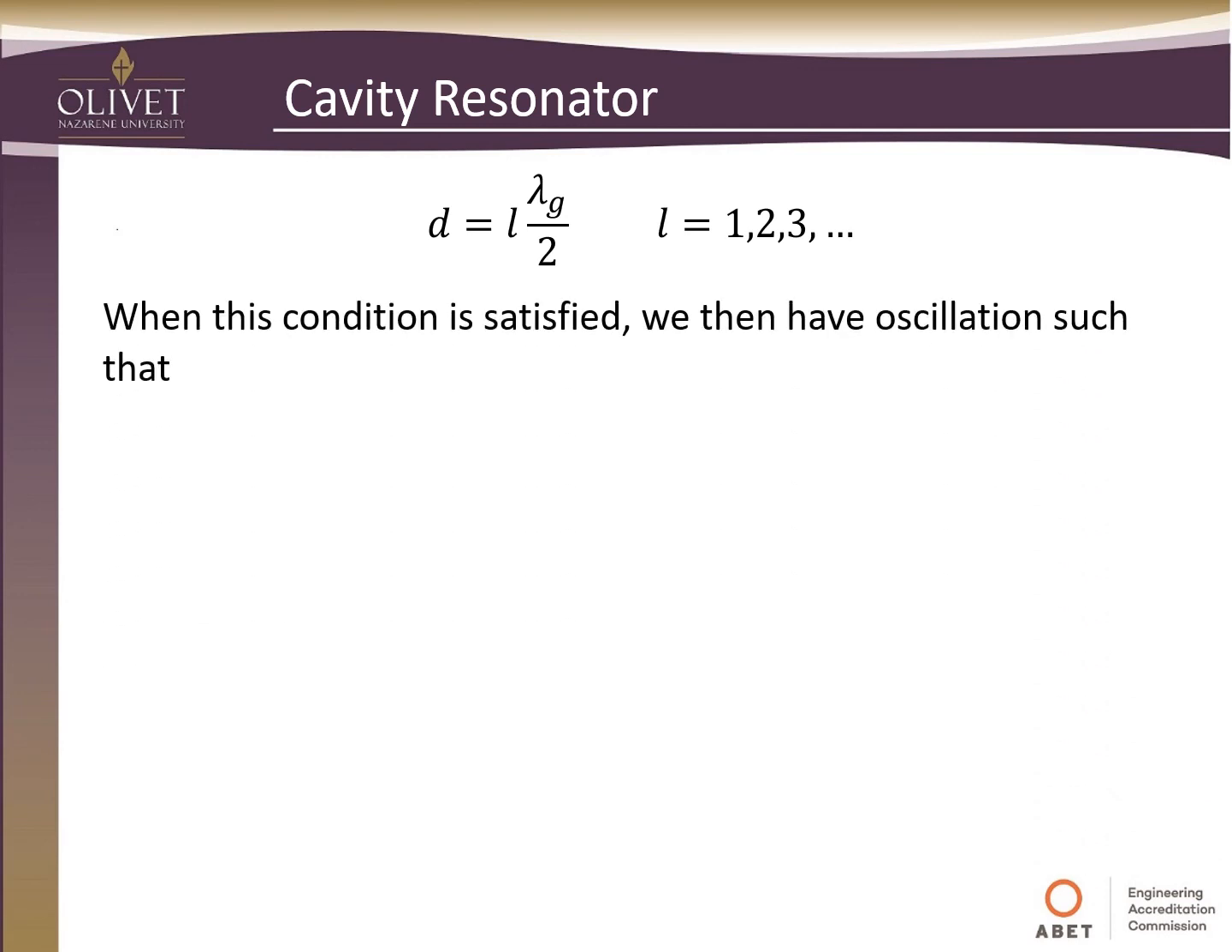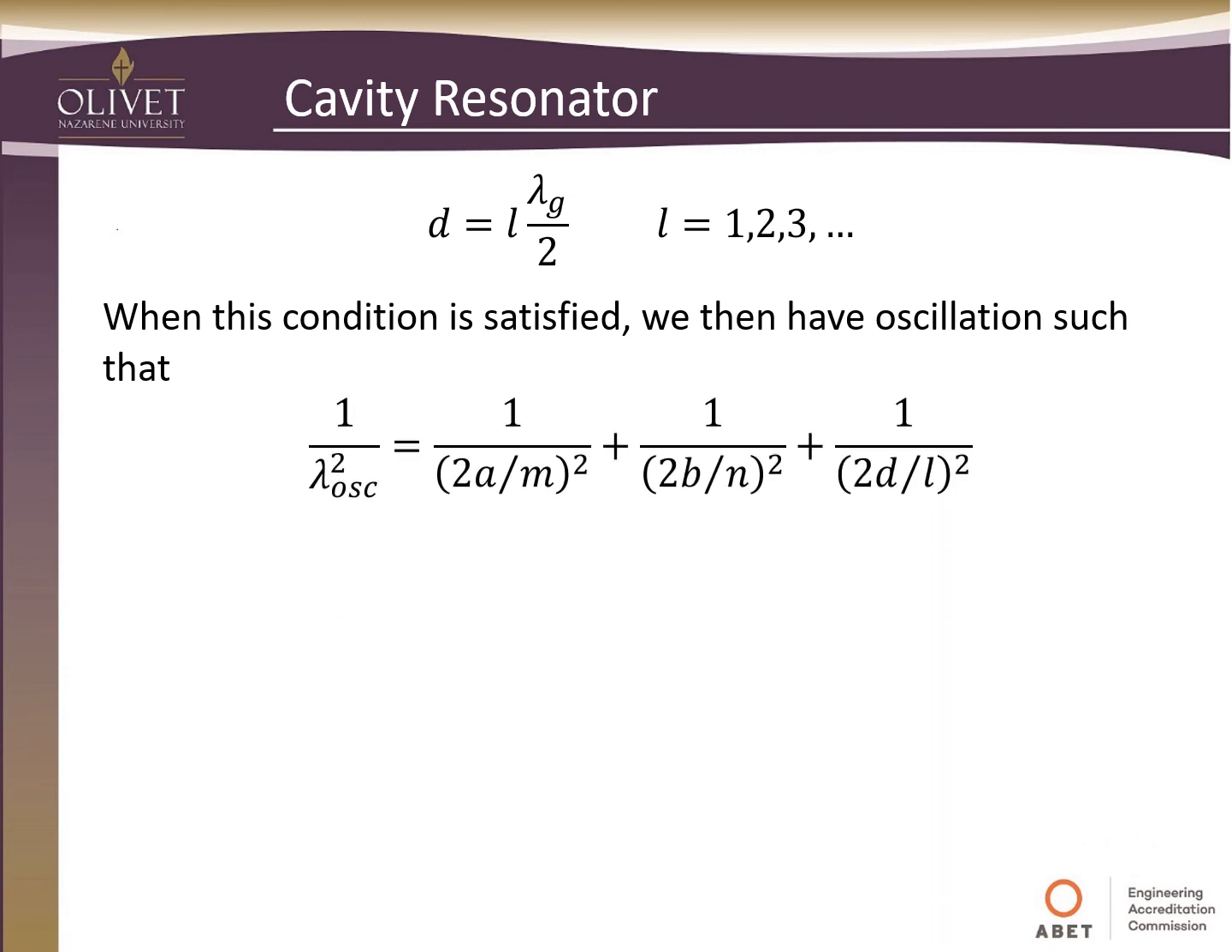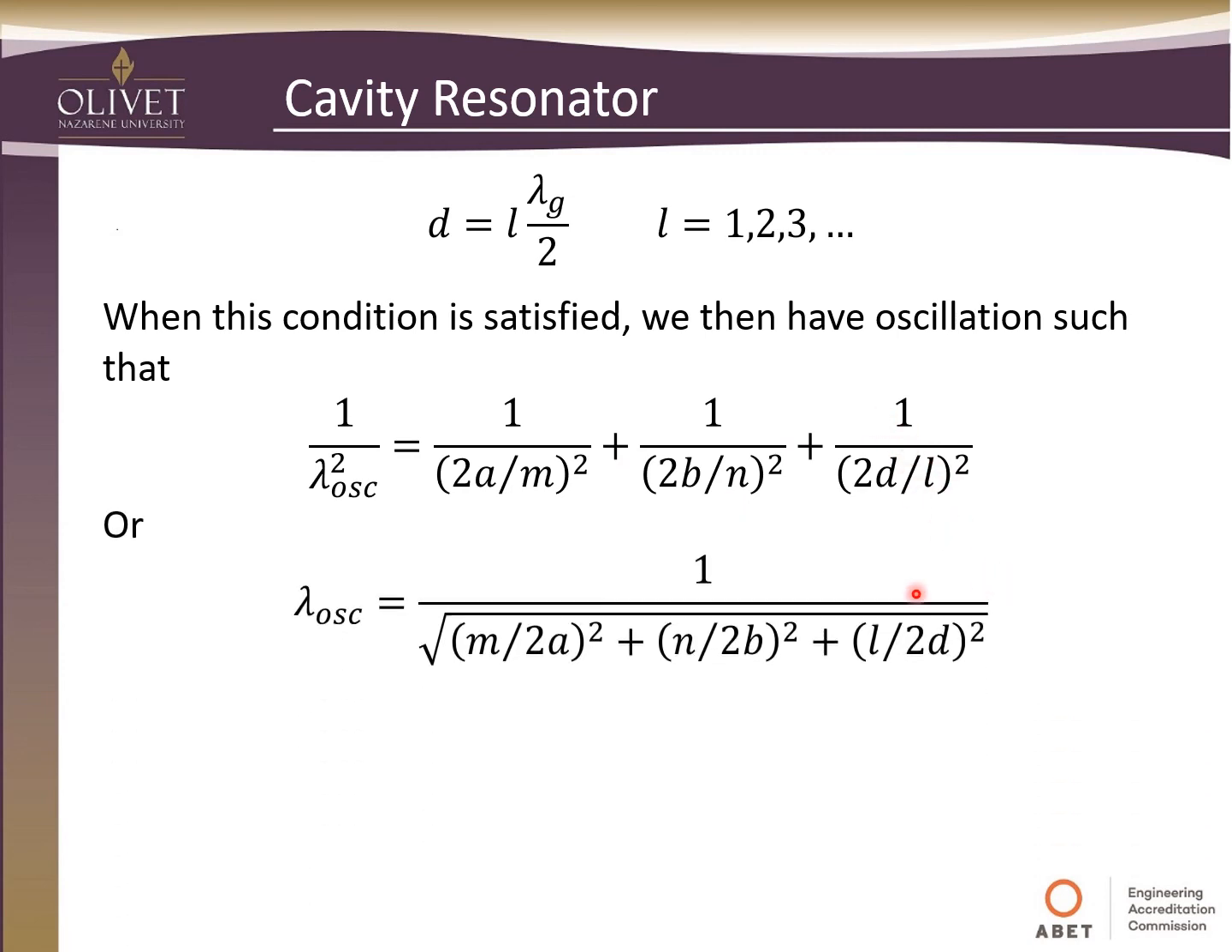So we can have different L values for how far away those Z plates are. When this condition is satisfied, we then have oscillation. So the oscillating wavelengths, lambda, 1 over lambda squared, is equal to just the extension of what we had before, where we're adding the Z term at the end. Or, as we did before, we could flip it and take the square root, and this just defines our oscillating wavelength.